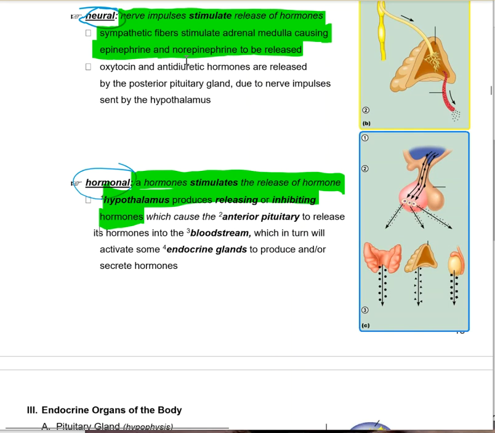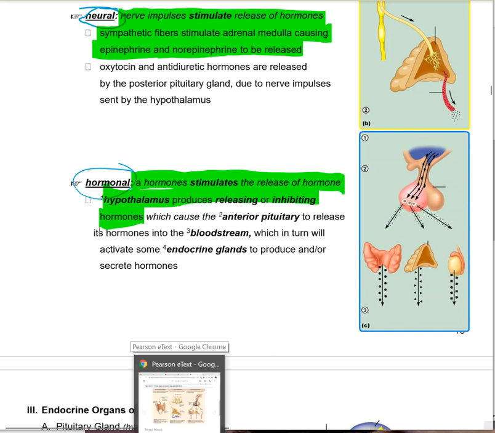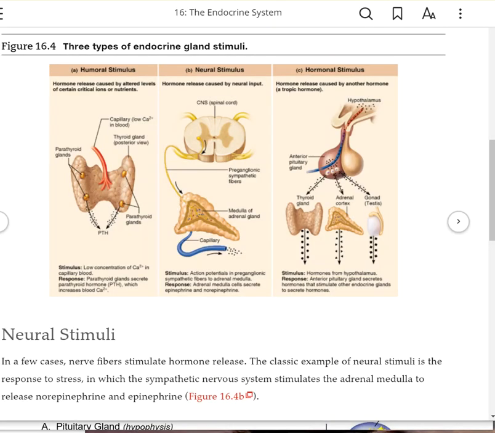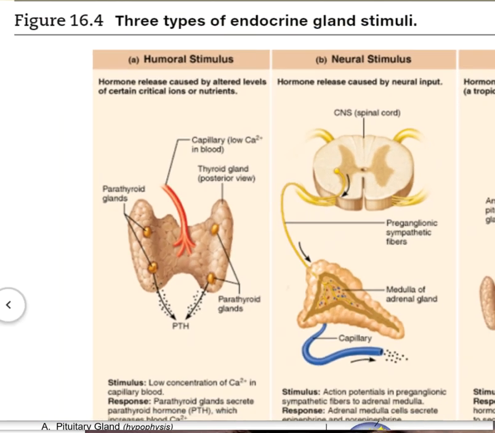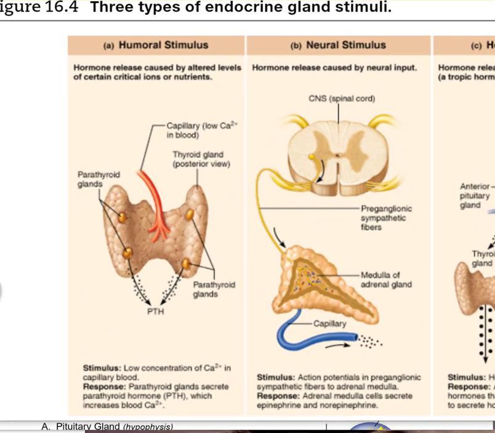Okay, let's go back over to the book for a second and look at this page. So this page number, as we said, is page 607. And we're going to flip back over for a minute. So let's look at the first one, humoral stimuli. So this one is altered by levels of certain ions and nutrients. So the example we're giving here is low blood calcium. If we don't have a lot of blood calcium, the parathyroid gland will release a hormone, PTH. And PTH will go through a couple different steps, which we'll talk about later, to increase calcium in our body.